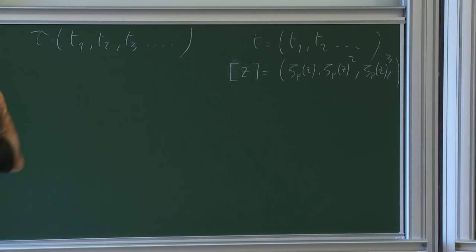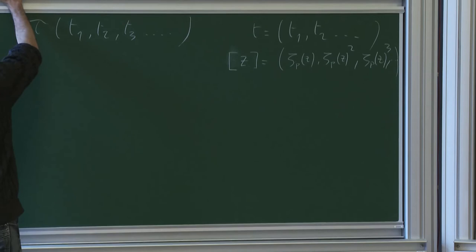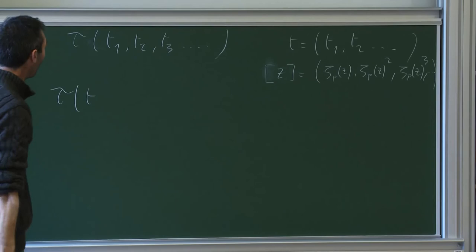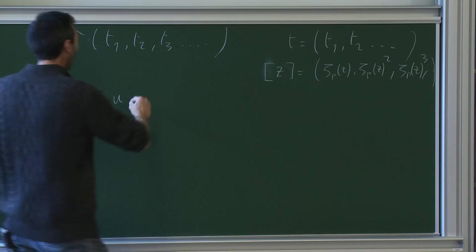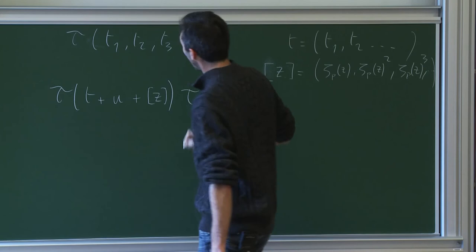And let me say how Hirota equations are usually written. You take a tau function at some time. You shift it by more or less an arbitrary vector u. And you shift it by your Z. You multiply, so it's a bilinear relation. So you multiply by tau of t minus u minus Z.